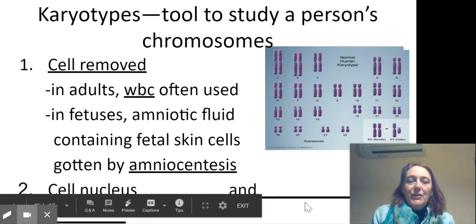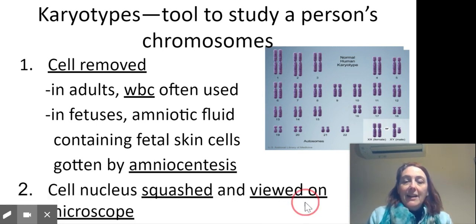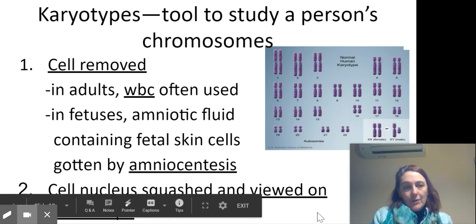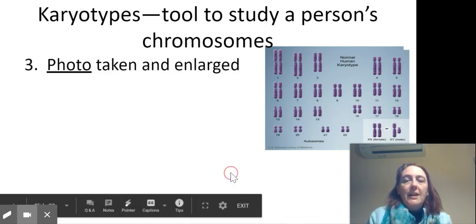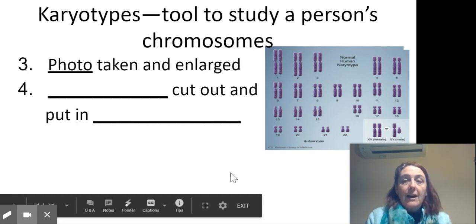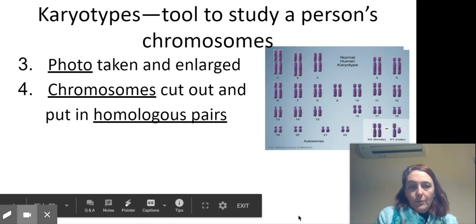Okay, so once you get the cell, you have to get the nucleus of the cell and squash it on the slide. And then you can get that view. It's a bunch of chromosomes everywhere. You see that on the microscope. You take a photograph, you enlarge the photograph, and then you cut out the chromosomes and pair them up like this.